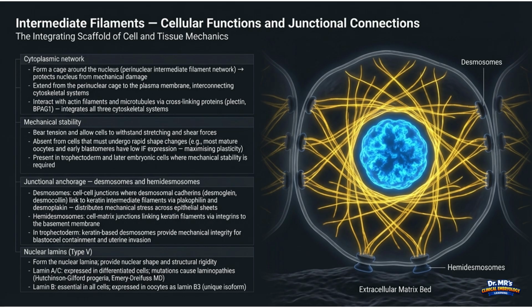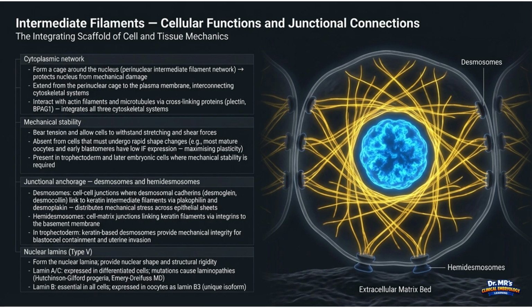So how do these massive cables actually integrate with the rest of the cell to form cohesive tissues? Because an early embryo eventually has to stick together tightly to become a blastocyst. They don't just float freely in the cytoplasm. Intermediate filaments form a continuous mechanical network stretching from the nuclear envelope all the way to the plasma membrane.